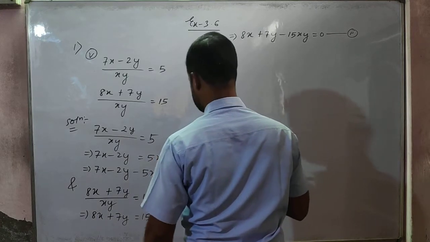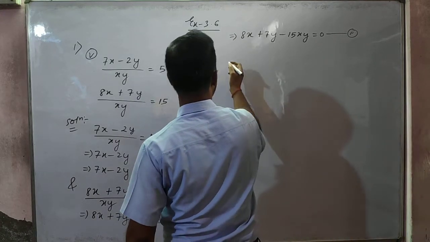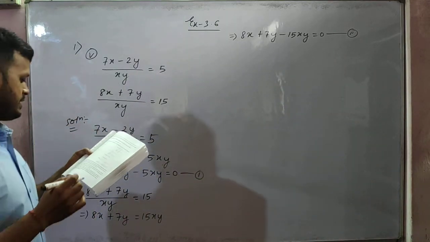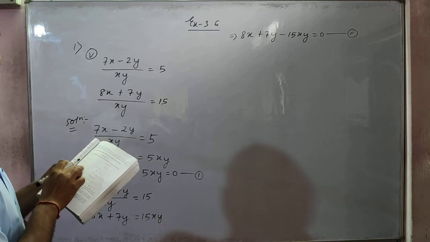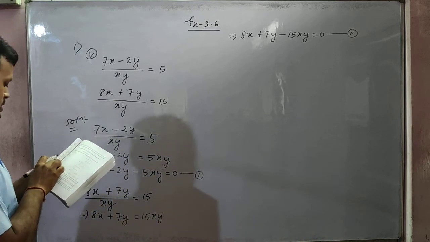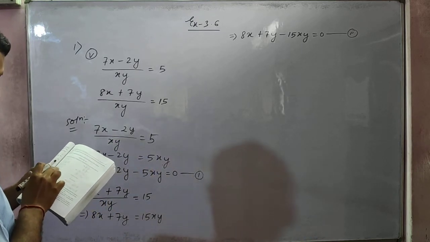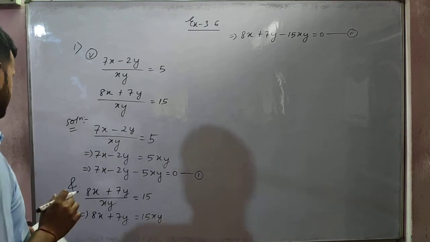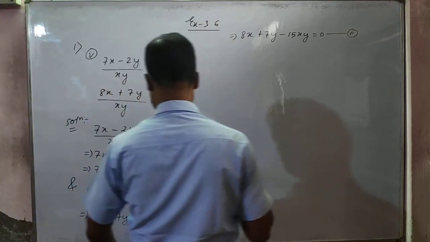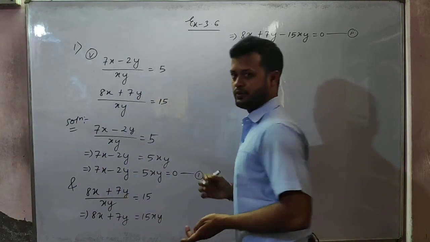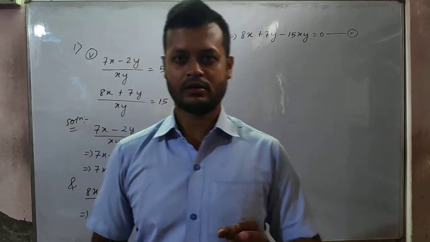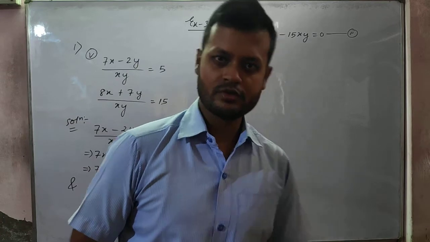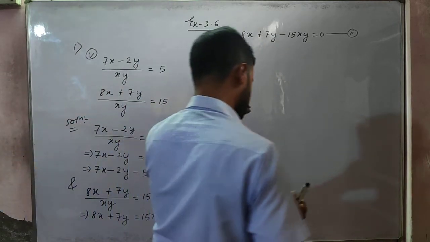Okay, so students, 7x minus 2y by xy is equal to 5, and 8x plus 7y by xy is equal to 15. So what I mean to say is that students, this one also we will do by a far easier method, much easier than reducing. Reducing also you can use here, but without reducing only we will try to solve it. Let us see.